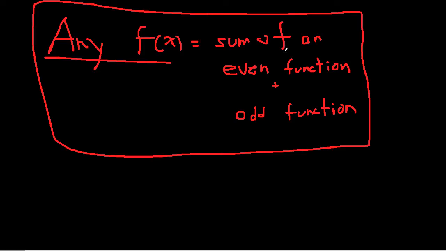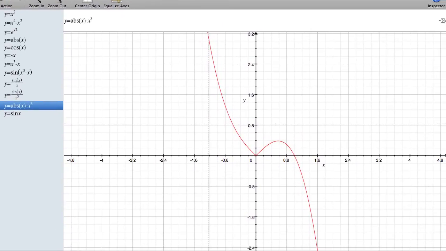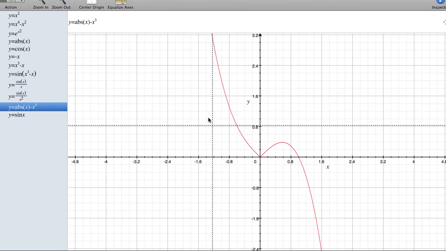Okay, now with that, I think I should assign you some homework problems to look at to see if you can compute what those even and odd functions happen to be. So let's go back and look at our graphing calculator right here that we looked at previously. In particular, let's look at this function, which we said was neither even nor odd. It's equal to this function plotted in red, the absolute value of x plus x cubed.